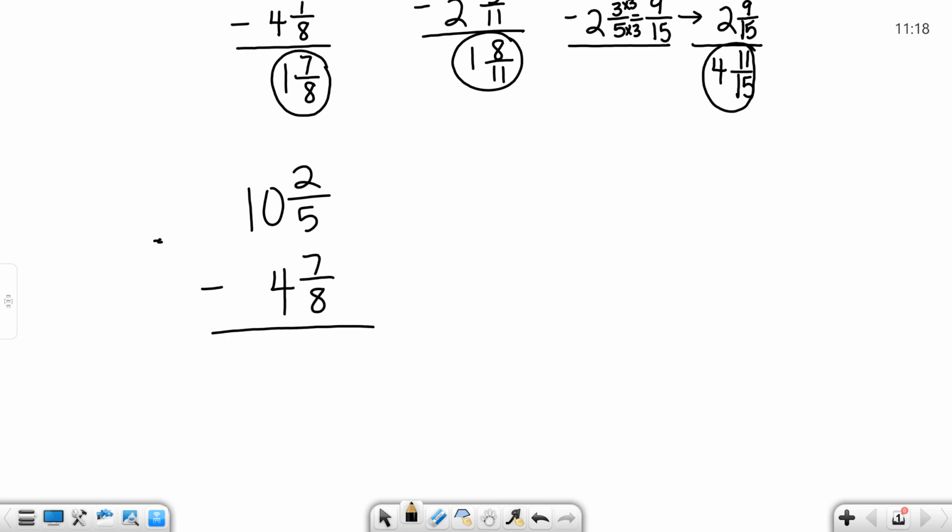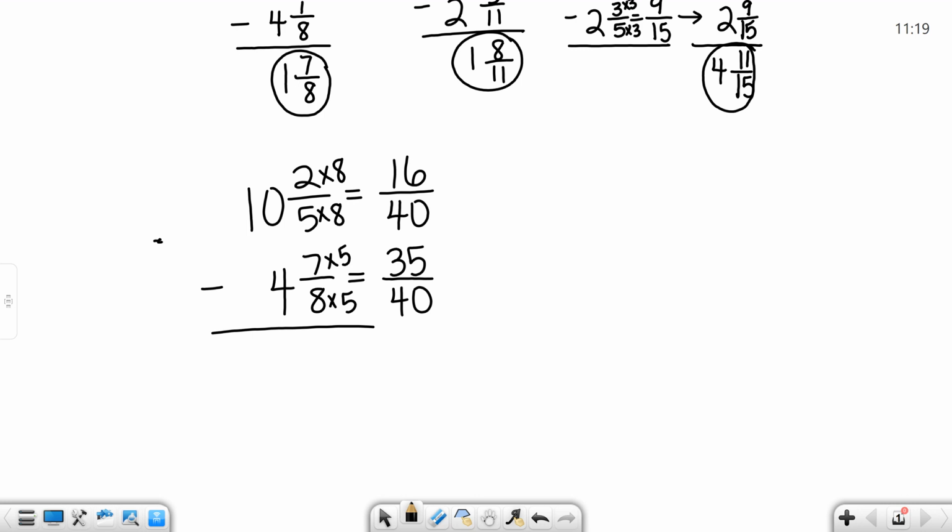All right, our common denominator looks like it's going to be 40. So I'll rewrite my fractions with denominators of 40 first. 8 would have to be multiplied by 5 to get 40, so we'll have to multiply the 7 by 5, and that's 35. 5 would have to get multiplied by 8, so we'll multiply the 2 by 8, and that's 16. We run into the same problem we had a minute ago. We cannot subtract 35 from 16. 35 is larger than 16. So in our minuend, we're going to have to do some regrouping.